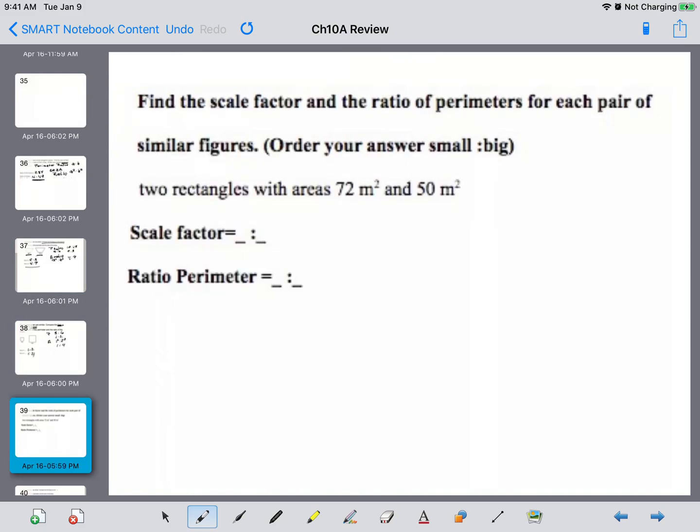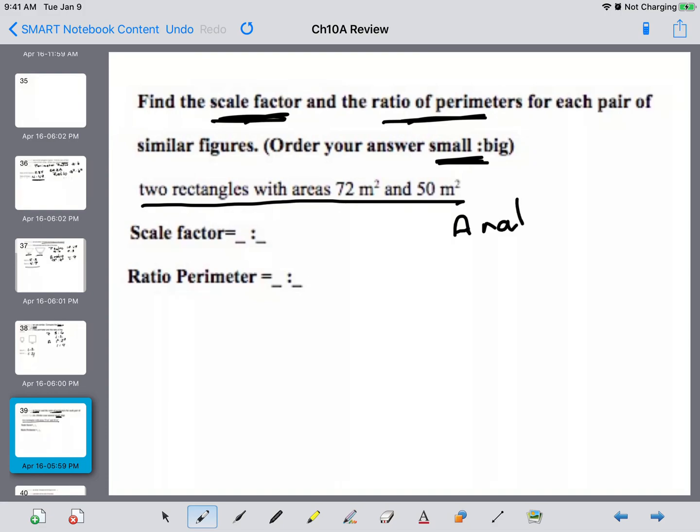Now, moving on. Find the scale factor and the ratio of perimeters. Scale factor and the ratio of perimeters is the same darn thing. They tell you what the order is. So right here I am given areas. And remember, area ratio is A squared to B squared.